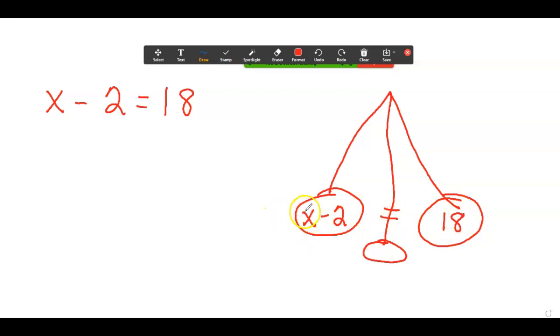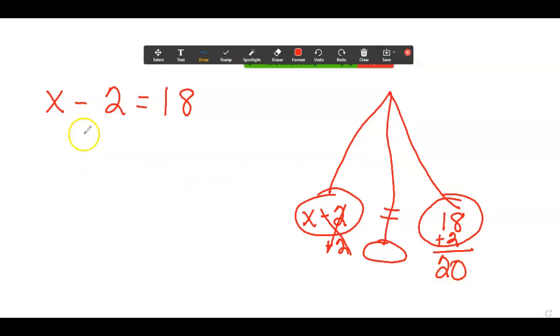Okay, so again, I only want the x on this side. So if I only want the x, I've got to get rid of this minus 2. In order to get rid of it, I do the opposite operation. So minus 2 would actually be plus 2 to get rid of it, right? So now I'm left with x. Well, if I did it over here, I have to do it here. So plus 2 gives me 20.